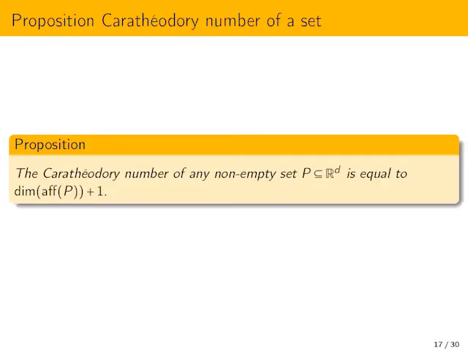We have proved the following proposition, and due to the simplicity of its proof, we don't discuss it and refer to the paper. This proposition states that the Carathéodory number of any non-empty set P in R^d is one more than the dimension of the affine hull of the set P. Note that the Carathéodory number of a finite set in R^d can be computed using this proposition.